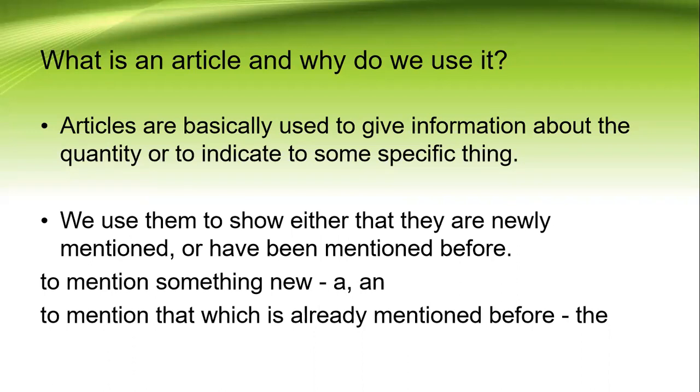We use them to show either that they are newly mentioned or have been mentioned before. So, while writing a paragraph, articles are very important. For example, my dad bought a new car. Here, a. Why? Because the car is mentioned for the first time. So, my dad bought a new car.